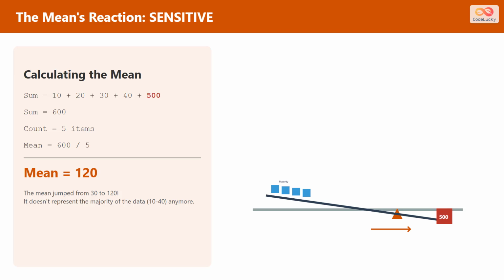Let's calculate the new mean. We add up 10, 20, 30, 40, and 500 to get a sum of 600. Divide that by 5 and the new mean is 120. Notice what happened. The mean jumped from 30 to 120. The mean is sensitive. It gets pulled towards the outlier. 120 doesn't represent the majority of the students, who only get $40 or less.